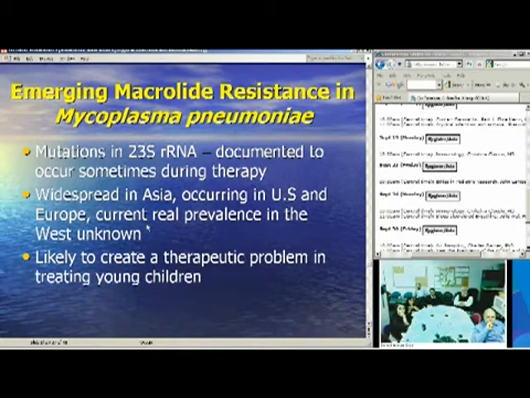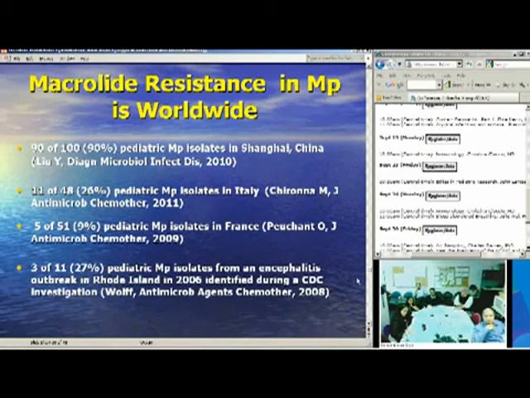This is now widespread in Asia. We know it's occurring in the U.S. and Europe, but its current real prevalence in the West is really unknown, probably varies from region to region. We think this is going to become a real therapeutic problem in the not too distant future, particularly when you're thinking about treating young children.